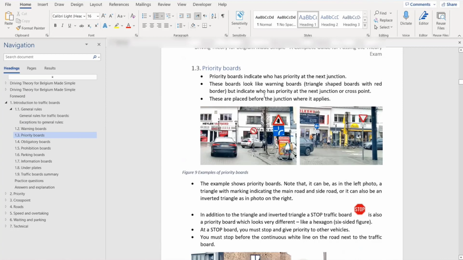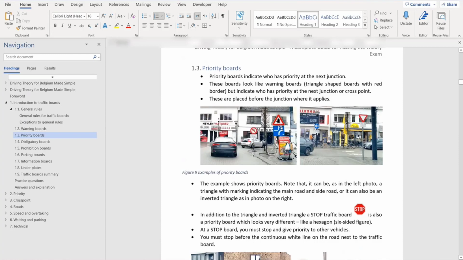These boards look like warning boards. So yes, look at this board, an example. It looks very much like a warning board, a triangle with a red border. But these are not warning boards, and these indicate the priority at the next junction, at the next cross point. It's important to remember. So now you see this board. So the next junction is here, right? So who has priority here? That's what these boards show.